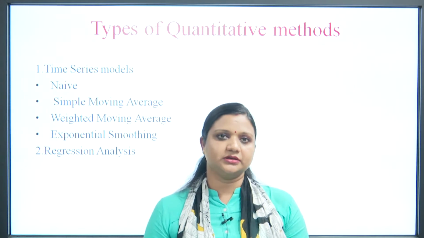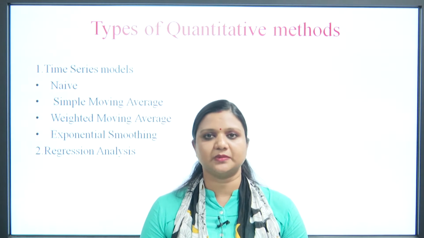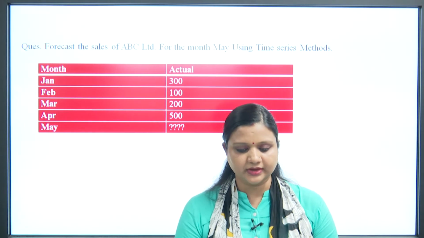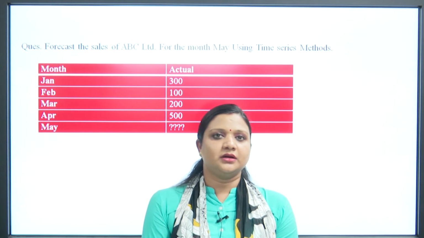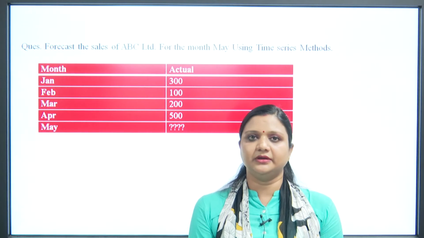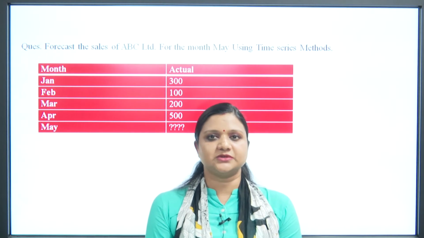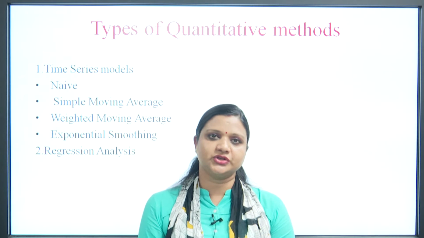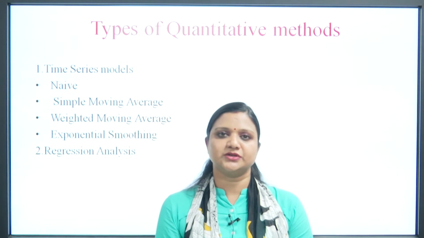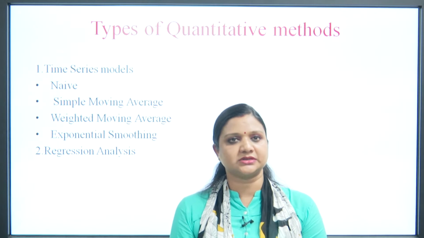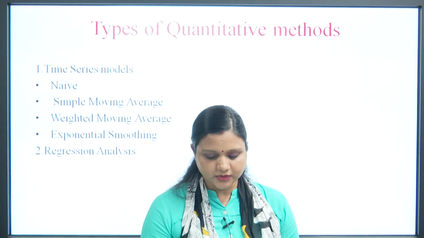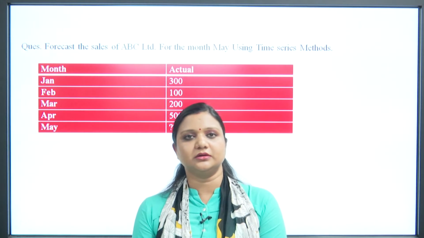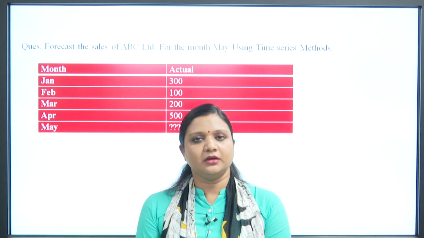In the later slides, these methods will be discussed using some numerical calculations. I have taken one question: forecast the sales of ABC Limited for the month of May using the time series method. As I mentioned in the earlier slide, naive, simple moving average, weighted moving average and exponential smoothing are the methods that come under the time series model. So you have to forecast the sales for the month of May.